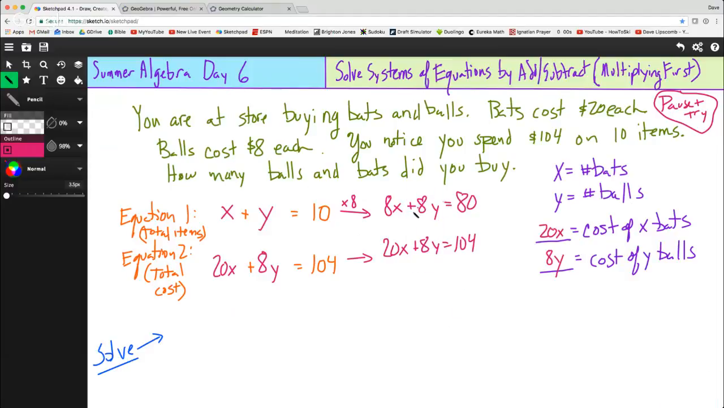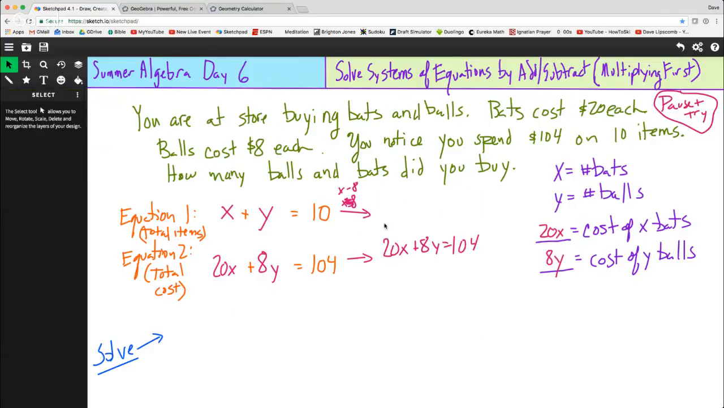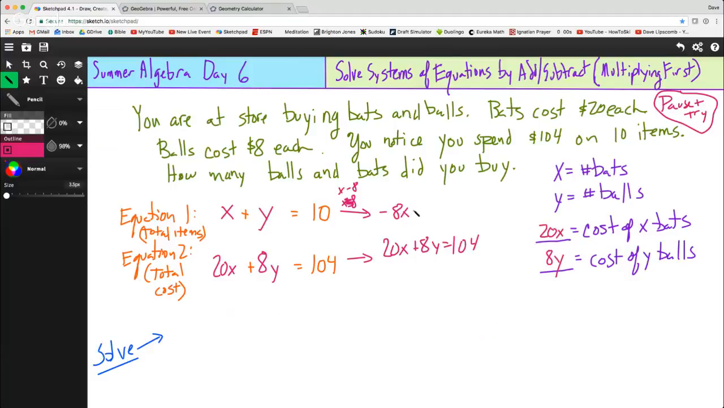Now, I can't just add down. I need to multiply my bottom by -1 or my top by -1. So let's go ahead and do that. What I could have done is said, hey, wait a minute, I want to create an elimination situation. So I want to multiply my top by -8, not 8. So I'm just going to erase this. If I had multiplied by -8, I would have gotten -8x minus 8y equals -80. And now I have my elimination set up without having to do another step.